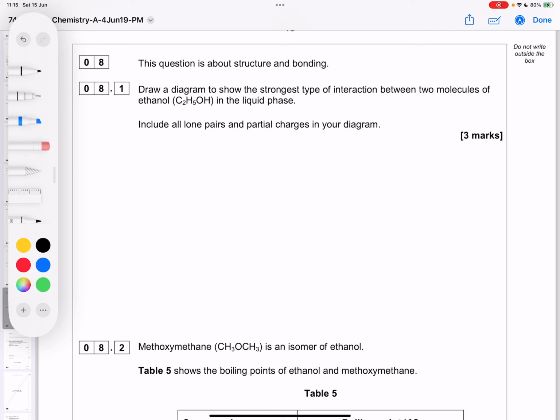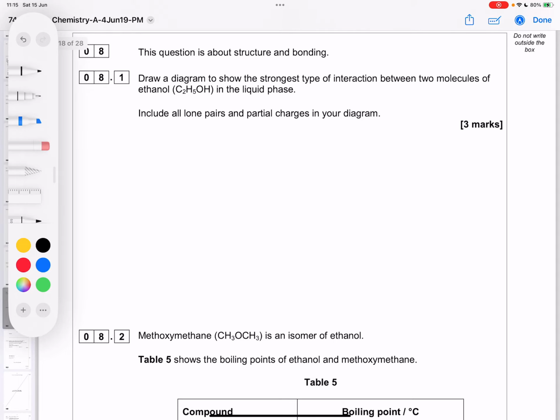This question is about structure and bonding. Draw a diagram to show the strongest type of interaction between two molecules of ethanol. And then we can know immediately that because ethanol has an alcohol group, the strongest intermolecular force is going to be hydrogen bonding. So there are three main things to think about in hydrogen bonding.